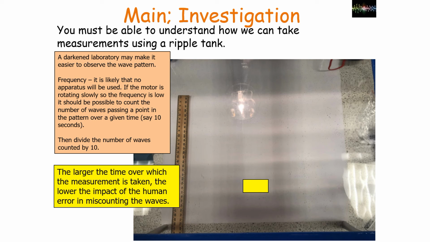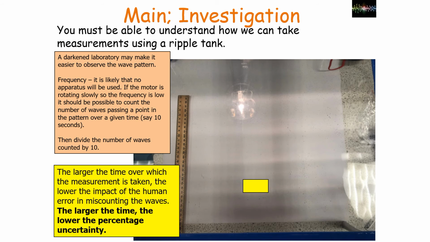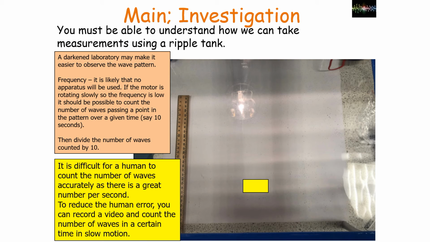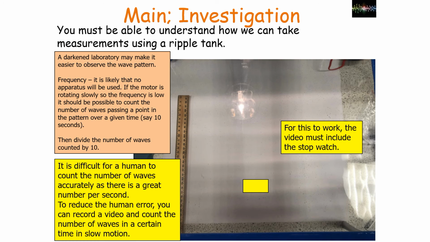Now the larger the time over which the measurement is taken, the lower the impact of the random error in miscounting the waves. So the larger the time, the lower the percentage uncertainty. The larger the number of waves counted, the lower the percentage uncertainty, the lower the impact of your error on the values. It's difficult for a human to count the number of waves accurately because there could be quite a lot every second, so to reduce the random error you can record a video and count the number of waves in a certain time in slow motion. But for this to work, the video has to include the stopwatch, because you would need to slow it down to count the number of waves passing a point in a particular time.